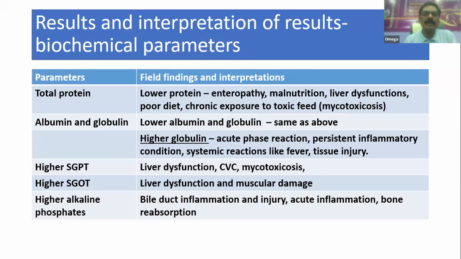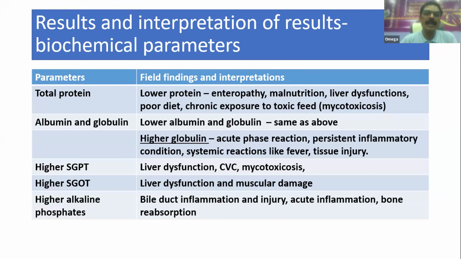Now, the important part is the interpretation of the serum values. For total protein, high protein cases are generally not observed, but low protein cases are commonly observed in field conditions. Low protein concentration can be observed in malnutrition, enteropathy like coccidiosis, liver dysfunction, poor diet, and chronic exposure to toxins. It is a very common condition, mycotoxicosis. In that case also, the total protein count is less.